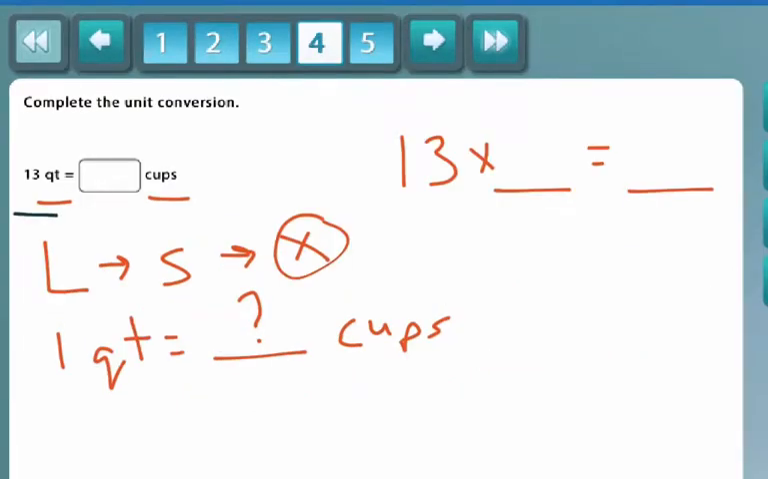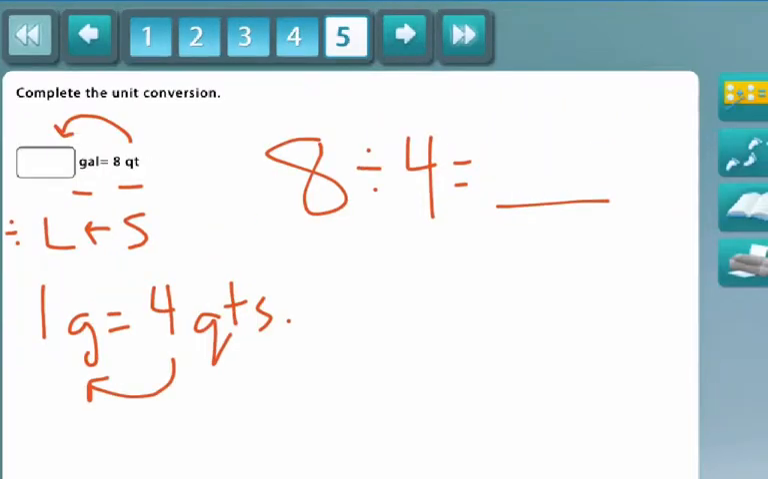They're asking you to change 13 quarts into cups. We already know that there are 4 cups in a quart. So we are going to go from a larger unit to a smaller unit. We're going to multiply. Multiplying 13 times 4 gives you 52, so there are 52 cups, which is equivalent to 13 quarts.